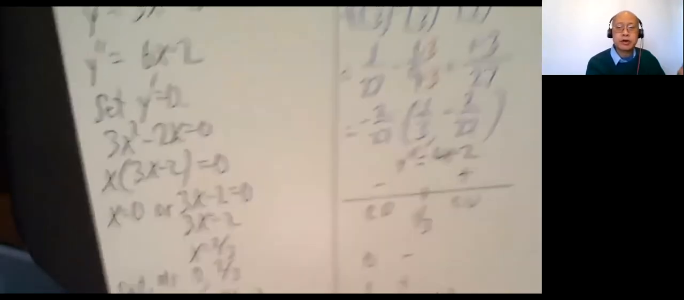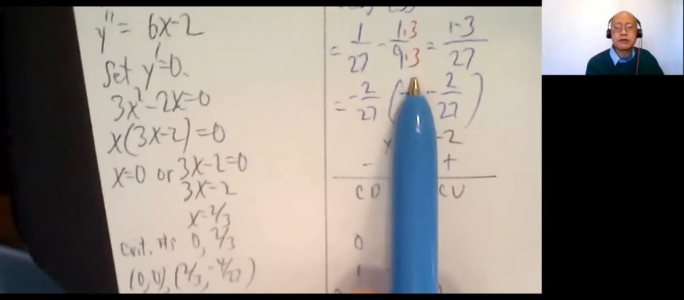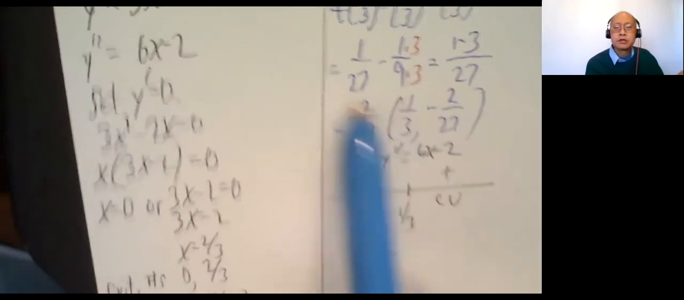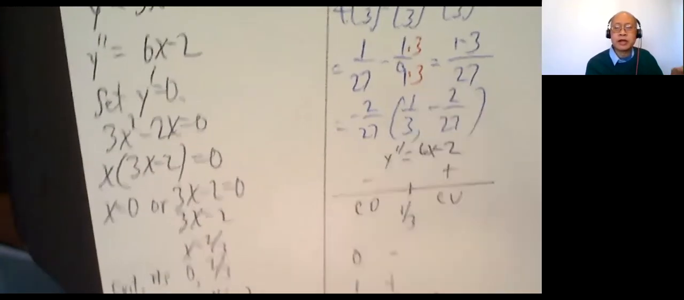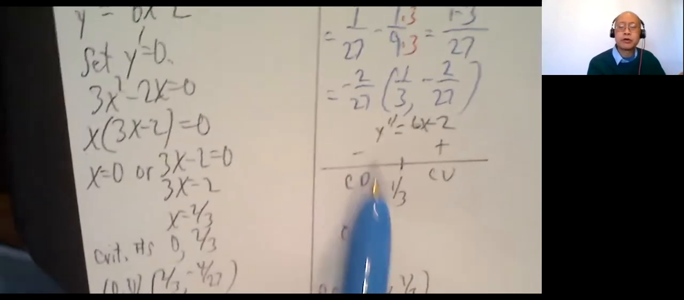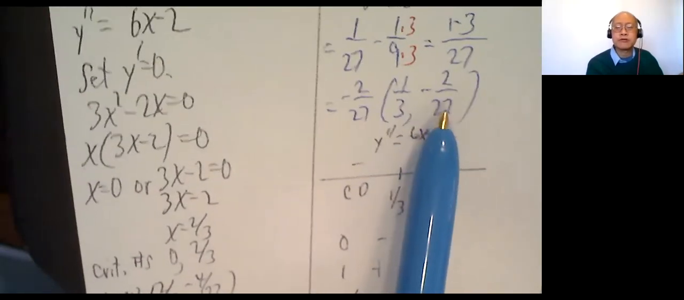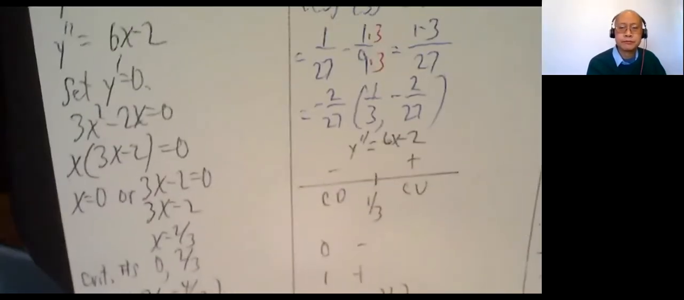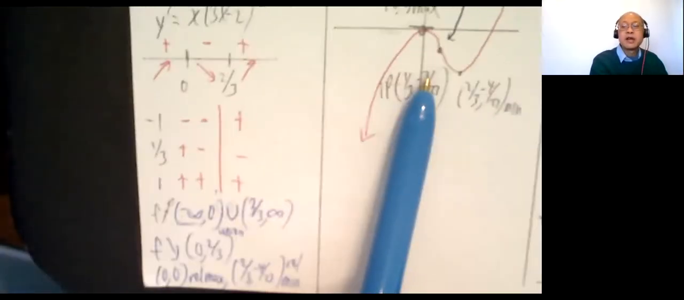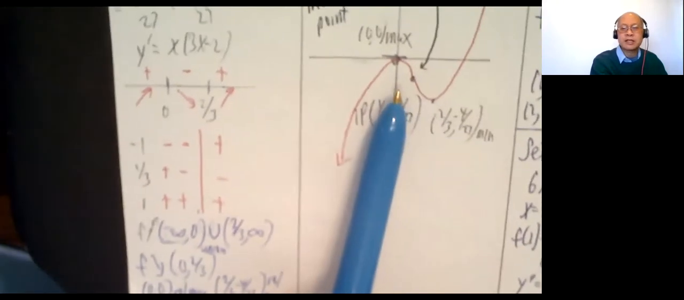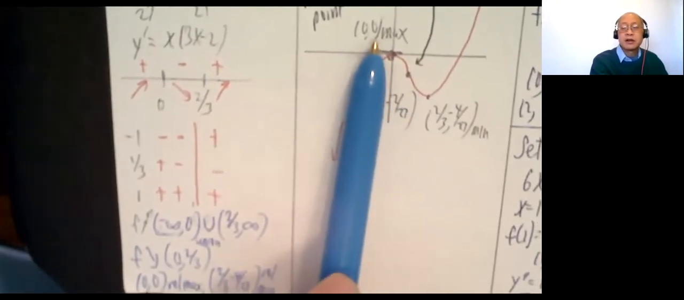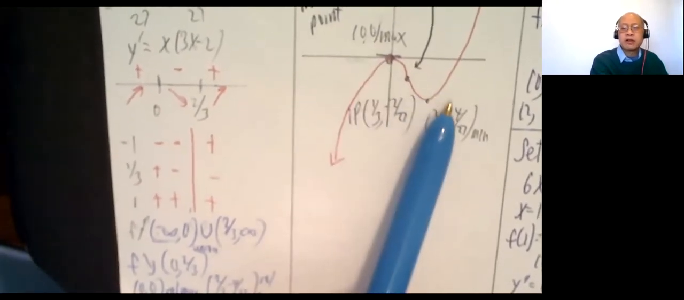Okay, common denominator is 27. So multiply by 3/3. I got 1 minus 3, which is -2. So the point is (1/3, -2/27). Okay, so 1/3, -2/27. This is not to scale. Okay, y coordinate of 0. Here's -4/27. -2/27 is between the two.